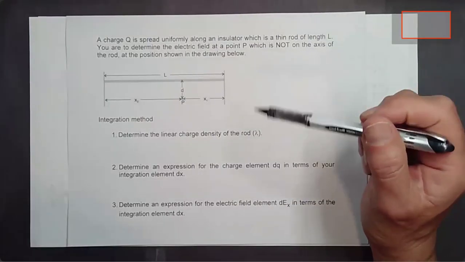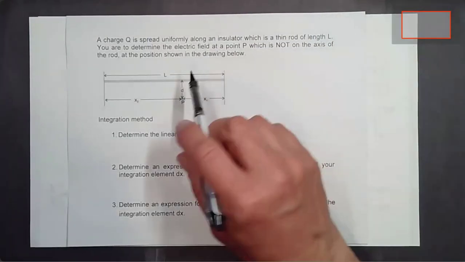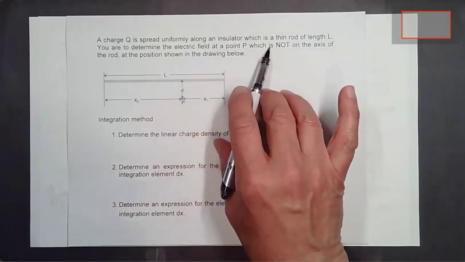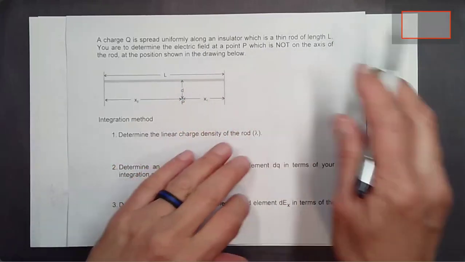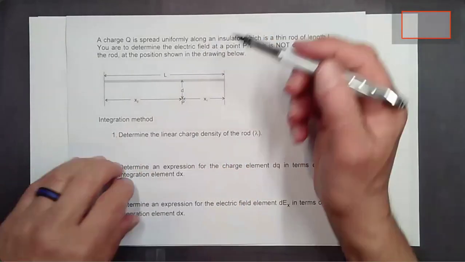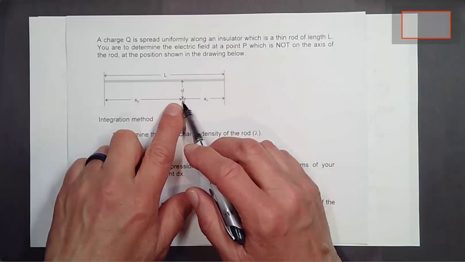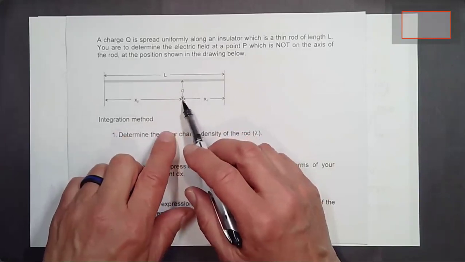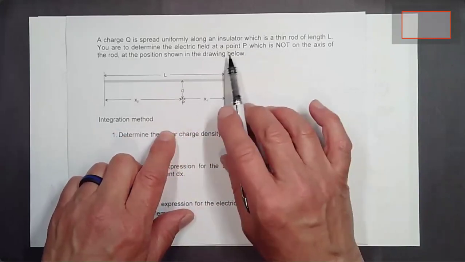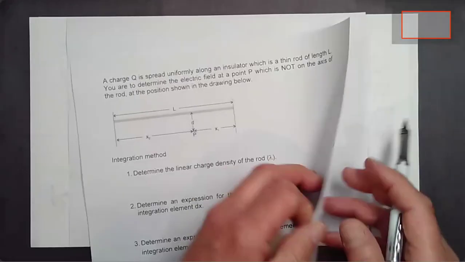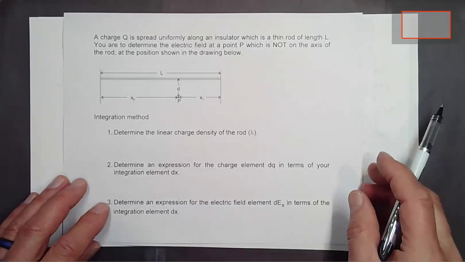Okay, let's see, this one we have a charge Q spread uniformly along an insulator, which is a thin rod of length L, and you're to determine the electric field at point P, which is not on the axis of the rod. And at least it's spread uniformly, so it won't be quite as bad as that last one.